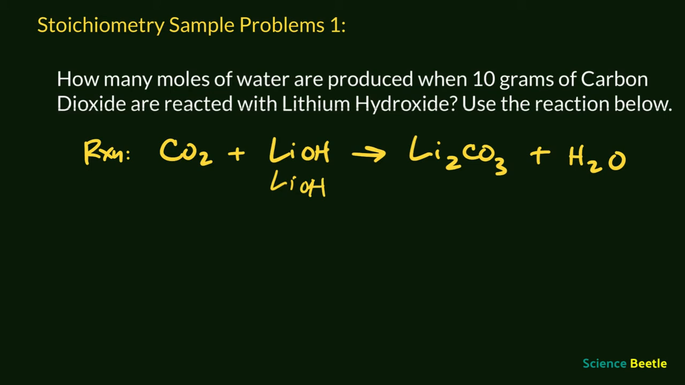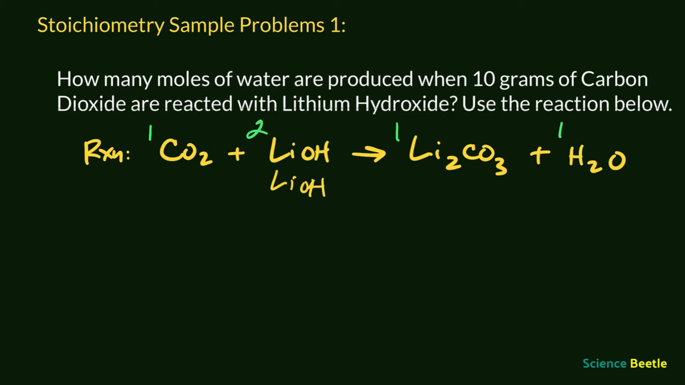And so the coefficients are those numbers I'm referring to, and that'll be here 1 for the CO2, 2 for the LiOH, 1 for the Li2CO3, and then 1 for the H2O. Okay. Now that we've got our coefficients, now we're in a position where we can actually solve the problem. And so you want to go ahead and begin here by writing down the information that is provided to you.